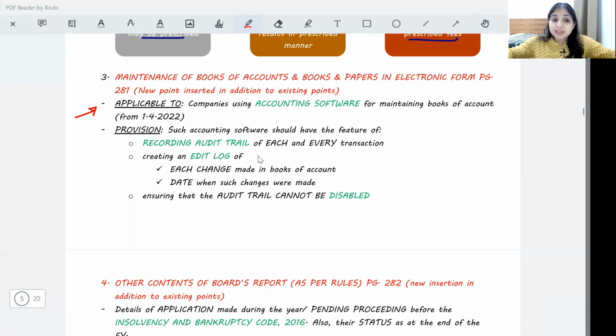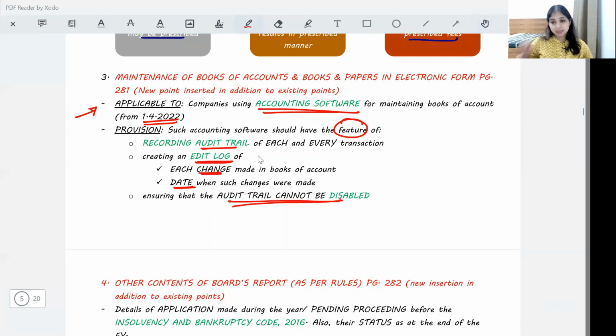newly inserted, but it is applicable only from the 1st of April 2022. This new point is applicable to those companies who are using a special accounting software. For example, if I'm going to use Tally, or if I'm going to use SAP, or some specific accounting software for the purpose of maintaining my books of accounts electronically, then this new provision says that the accounting software should have a feature of recording audit trail, of creating an edit log of each change made along with the date on which the change was made. And it should also ensure that the audit trail cannot be disabled.